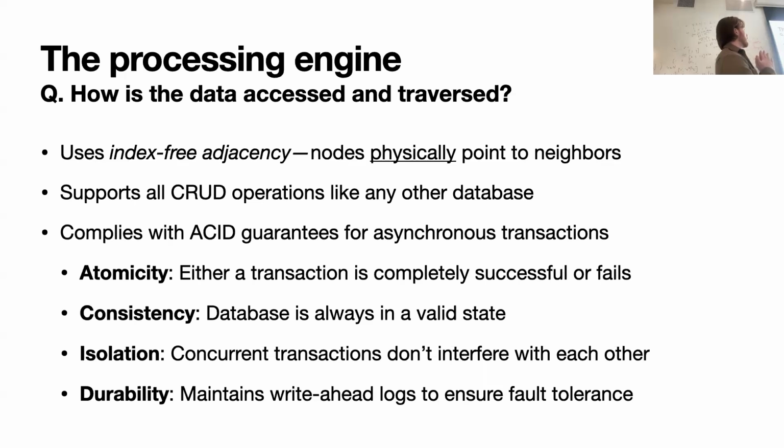So it gives us atomicity. So every operation that we make to the database, if it's not completely successful, it's going to fail. Consistency tells us that the database is always in a valid state. Isolation means concurrent reads and writes to the database aren't going to interfere with each other, and they're not going to read each other's writes.